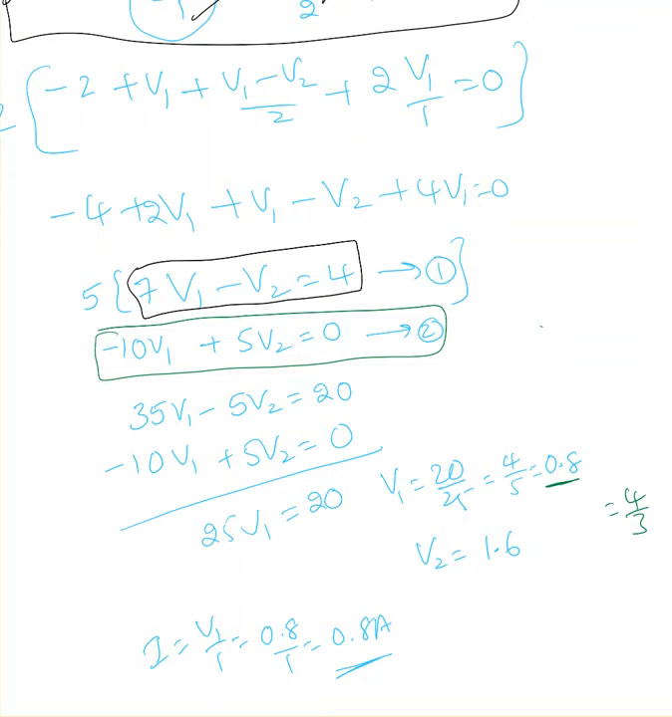Now I substituted the V1 value in the first equation. So 7 times 0.8 minus V2 equals 4. I end up with V2 equals 1.6 volts. But my goal is finding I. I is nothing but V1 over 1, which is 0.8 divided by 1, which is 0.8 ampere.